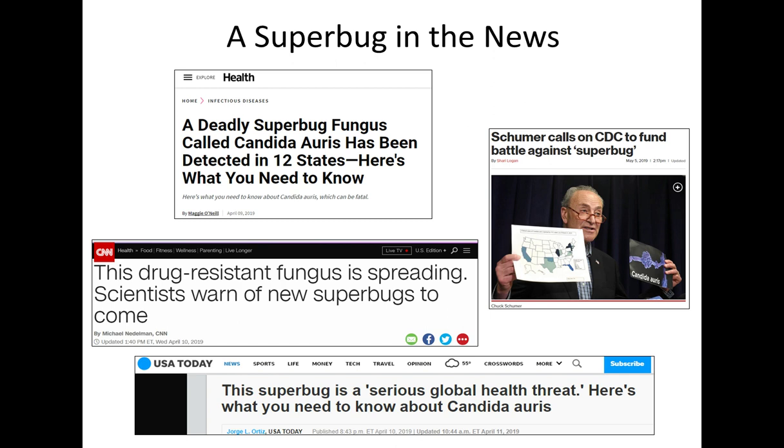So I really want to begin with this superbug. As you can see from these headlines, we've really had a lot of press around Candida auris. Just to read these, from Health, a deadly superbug fungus called Candida auris has been detected in 12 states. Here's what you need to know. This drug-resistant fungus is spreading. Scientists warn of new superbugs to come. And this superbug is a serious global health threat. Here's what you need to know about Candida auris.